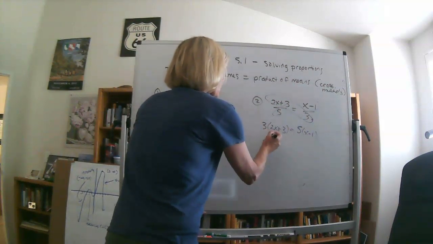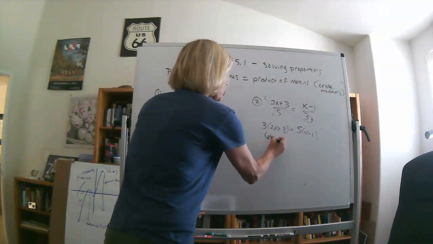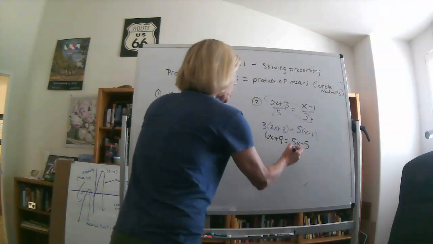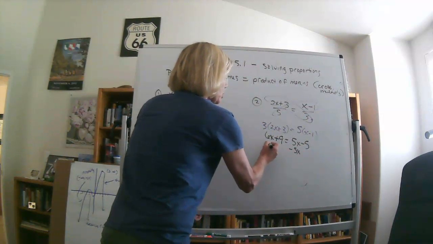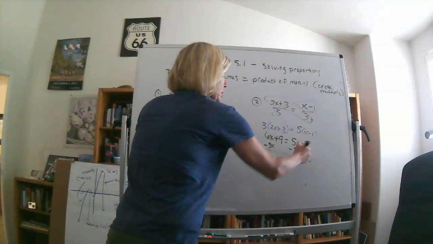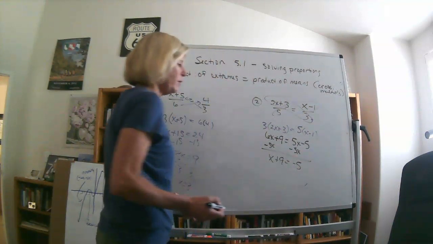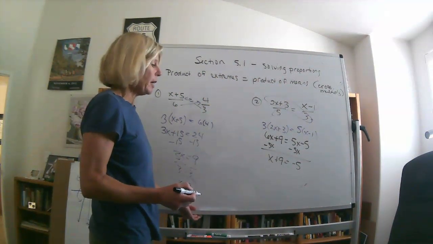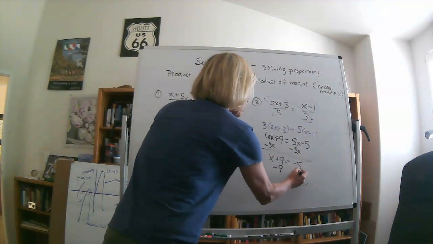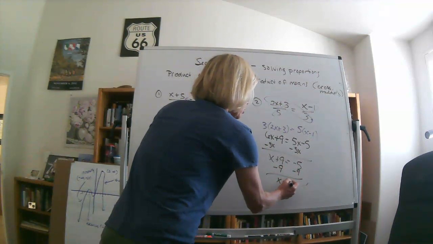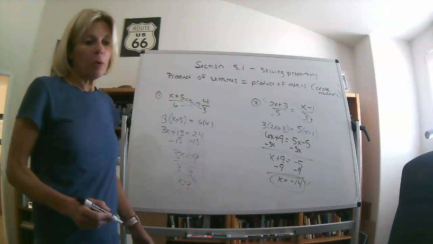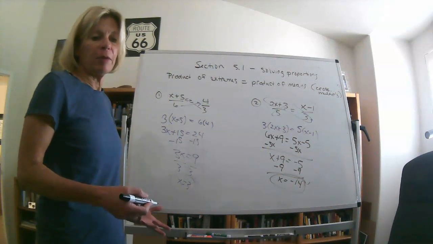So when I do this, I get 6x plus 9 equals 5x minus 5. I'm going to subtract my 5x. There's still a negative left with that 5. So I have x plus 9 equals negative 5. And then I subtract 9. And my answer, x is negative 14. The process is going to be the same every time.